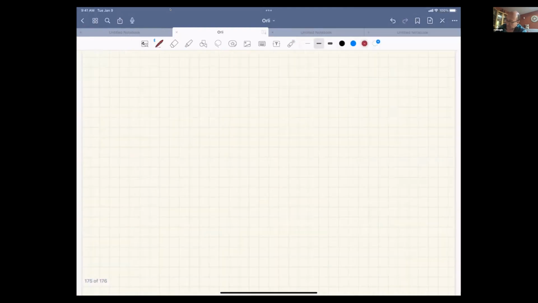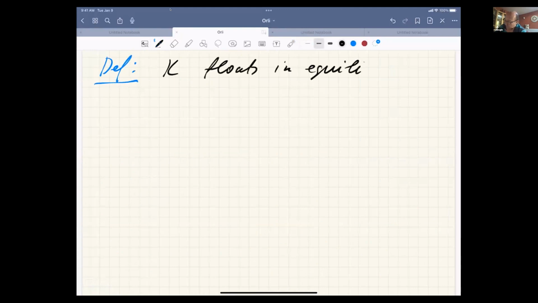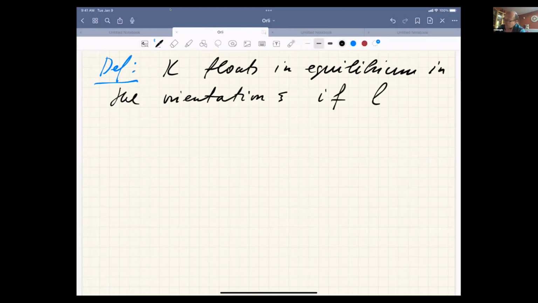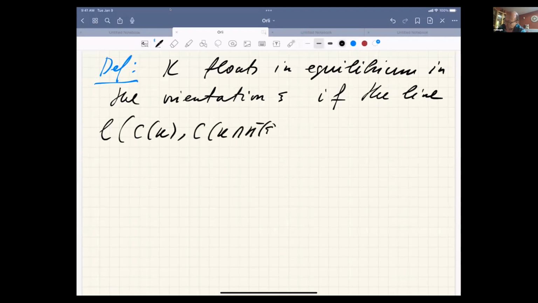Okay, so let me write this down. K floats in equilibrium in the orientation psi if this line L, connecting the centers of mass of the body and of its underwater part, is orthogonal to the water.